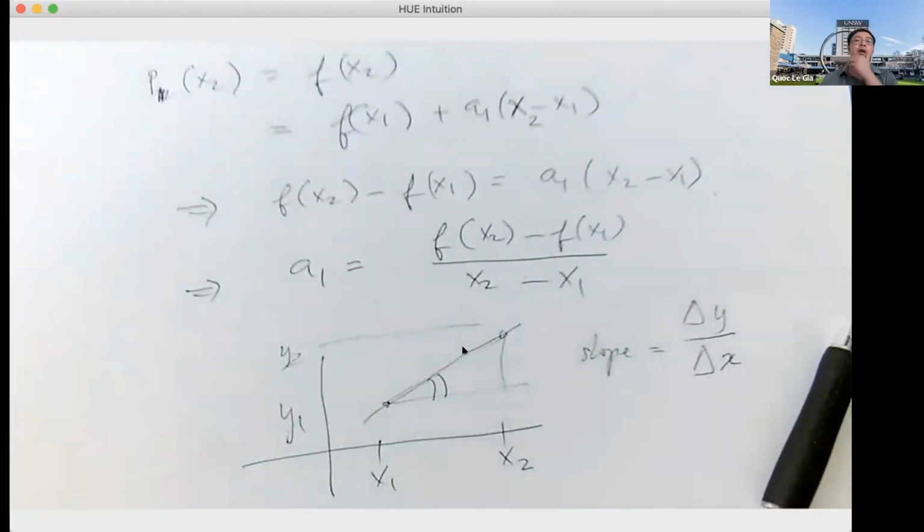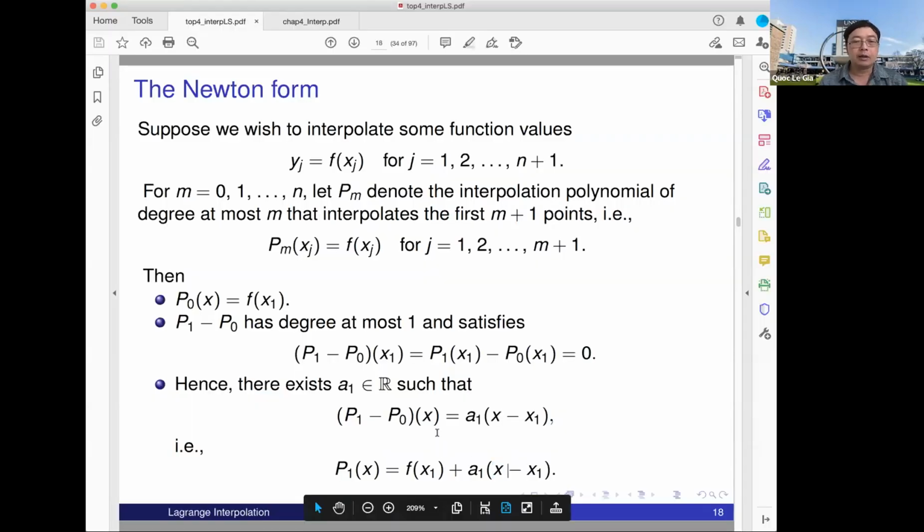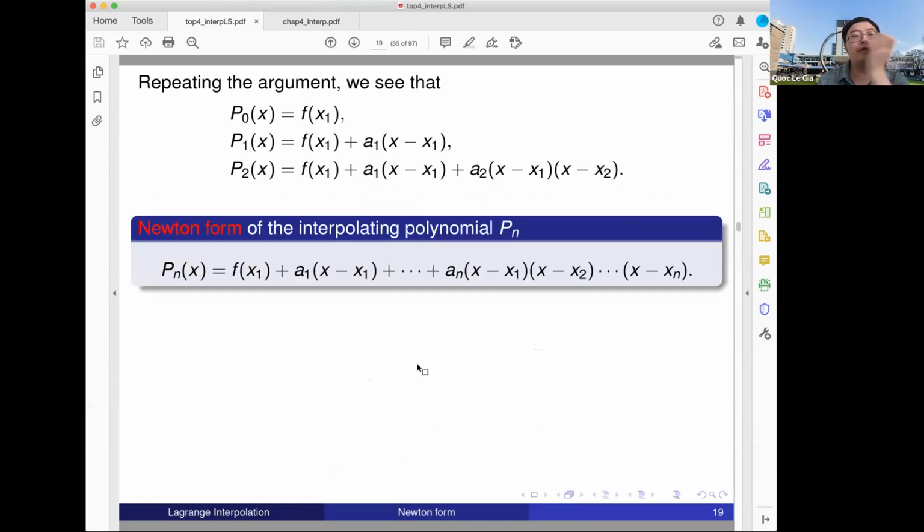Okay, so now go back to the pattern. We want to go a bit further. So go back to the slide. Now what I want to claim is that P1 is of the form f(x1) plus some constant times (x minus x1). And why is that? Well, because of this interpolation condition, right? So now we can go further.